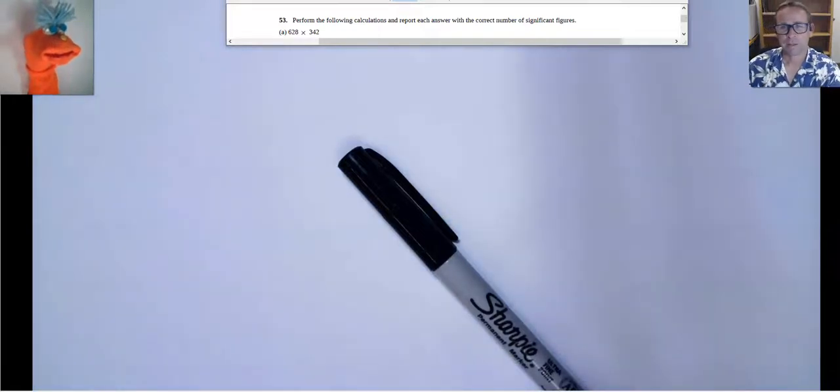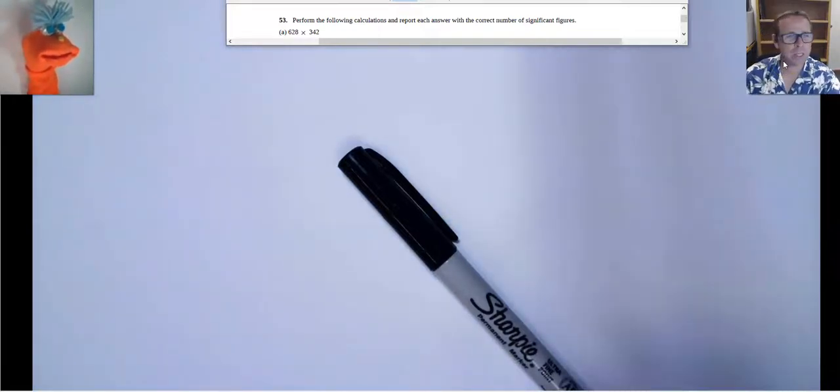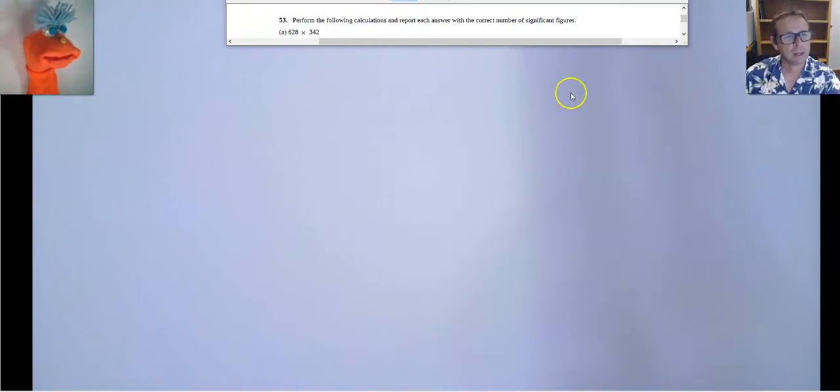All right. So problem 53 here, we're going to look at performing calculations and retaining the appropriate number of significant figures. Okay? And we've done this a little bit already because we've been in lots of different problems where we've combined numbers together and had to report the right number of significant figures, right? But it can be a little bit different when there's mixed operations that include addition and subtraction with multiplication and division. So let's see how we do.